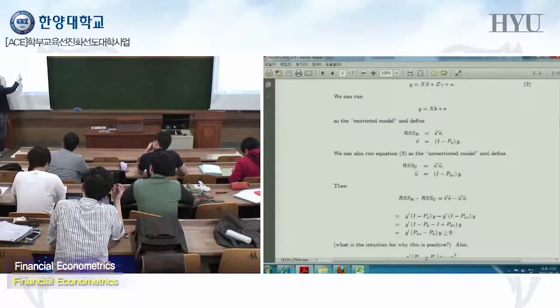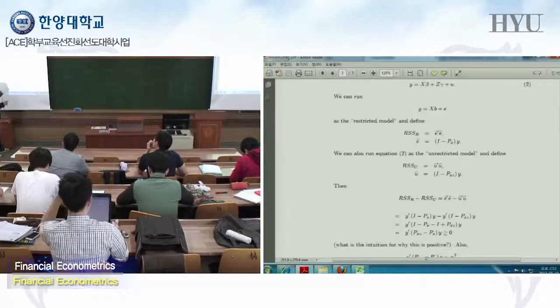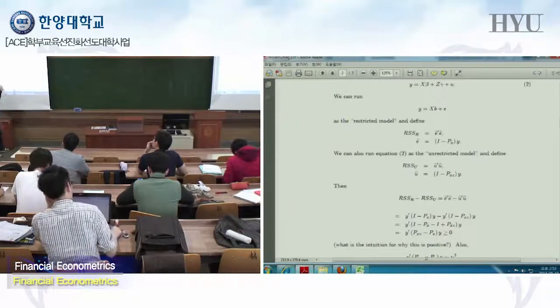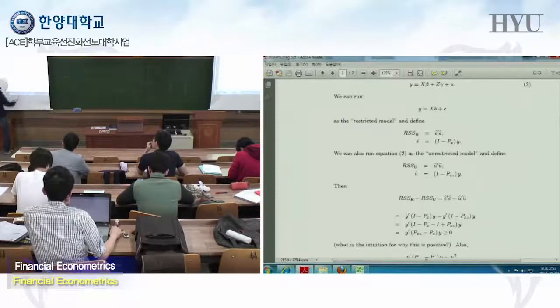It is impossible that U hat prime U hat is greater than E hat prime E hat, because in that case, at least we can drop Z. Okay, in that case, gamma will become 0 anyway. So that is a subset anyway. So always this one should be greater than this one, right?